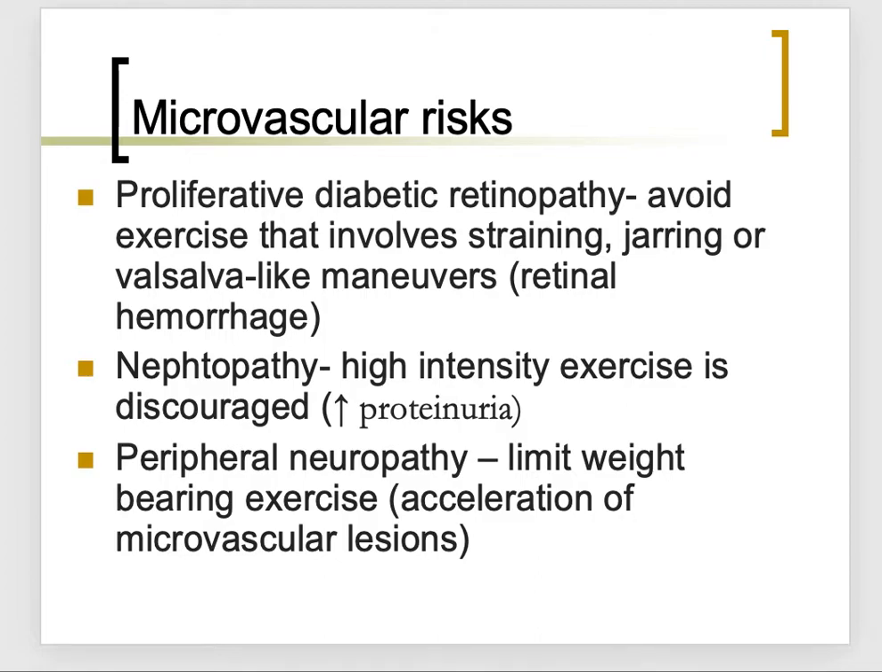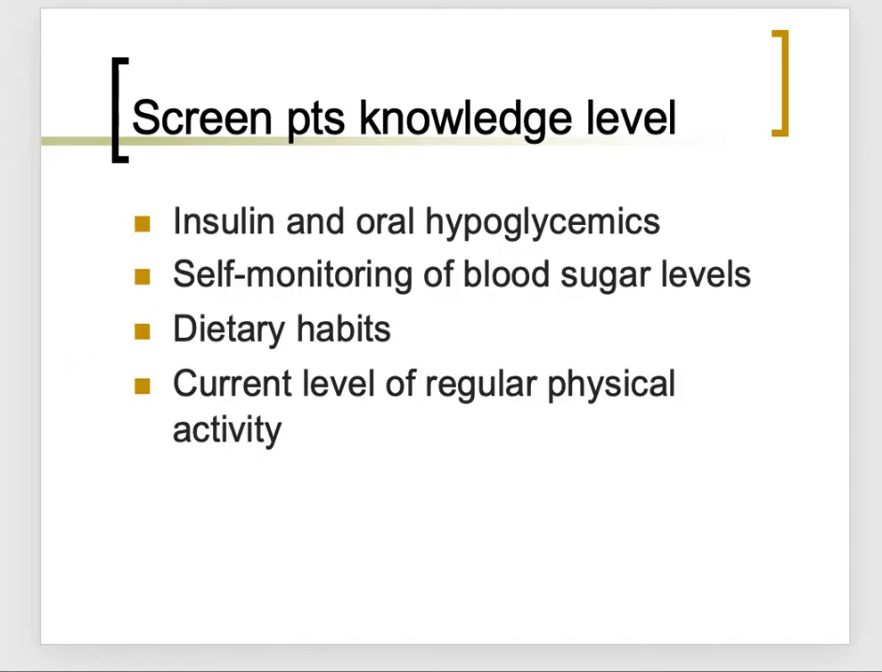High intensity exercise is discouraged because they're on dialysis, and we don't want to increase protein into proteinuria. Peripheral neuropathy, again, weight bearing: try to get them on a bike, on a rower, non-weight bearing exercises to try to lower the risk of weight bearing problems.